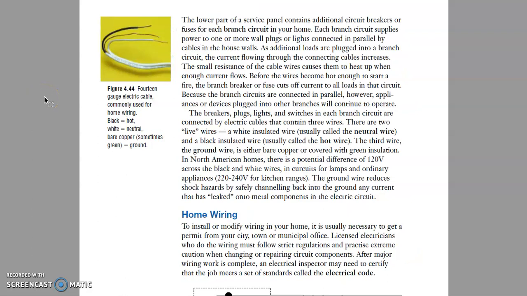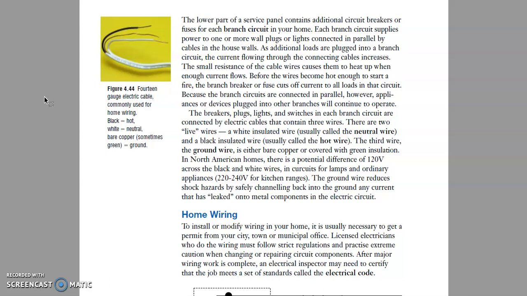If we take a look at page 320, you can see in figure 4.44 up in the top left hand corner a picture of a typical house wire. You can see there is a wire that's coated with white insulation, a rubber coating, and that's what's called the neutral wire. This is a live wire in the wiring in your home. The black wire is also a live wire, and it's called the hot wire.